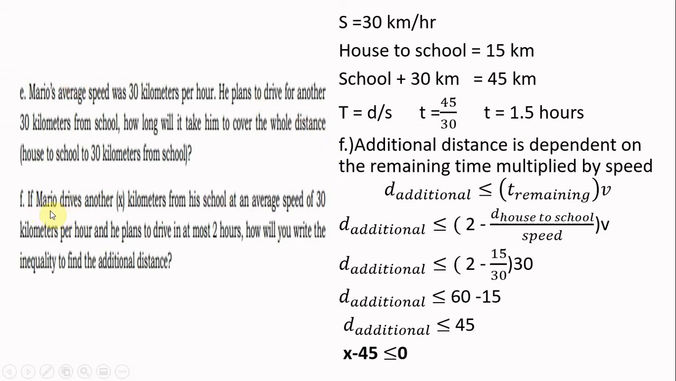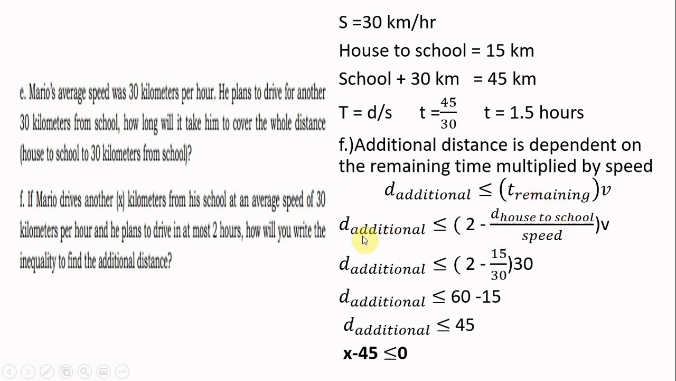Okay, letter F. If Mario drives another X kilometers from his school at an average speed of 30 kilometers per hour and he plans to drive in at most 2 hours, how will you write the inequality to find the additional distance? Now, additional distance is dependent on the remaining time multiplied by speed. So, in mathematical sentence, that's additional distance should be less than or equal to remaining time times the speed. And we will get the remaining time.